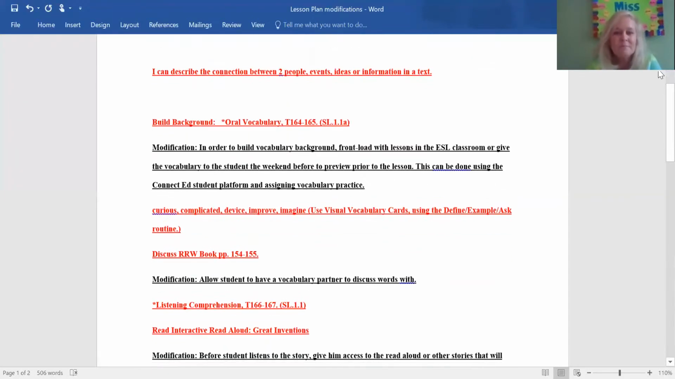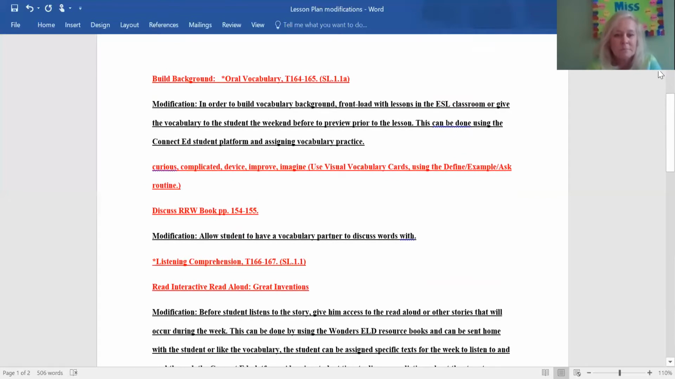And when you looked through the modifications, most of them, I really wanted to give Murdy an opportunity to access vocabulary before the lesson, and give him opportunities throughout the week through the Connect Ed platform to also do that. So did you have anything that you wanted to add about those modifications, or what do you think about those? Well, it's nice that we can use the technology to actually have them get on.